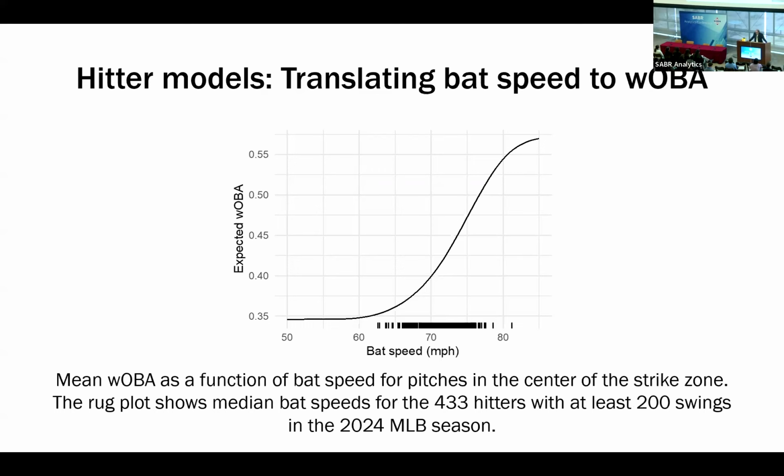Okay, the next step then is to translate bat speed to wOBA. I do this using league data, using data from the league as a whole because wOBA outcomes are extremely noisy. So what this is showing is the mean wOBA as a function of bat speed for pitches in the center of the strike zone. So that's why these wOBA values are so high. These are pitches middle. I am modeling, however, bat speed as an additive effect so that if we're looking at different locations, the shape of this curve doesn't actually change. Just the intercept would be the only thing that changes. Okay. I also added a rug plot showing the median bat speeds for the 433 hitters in this data set. I did that in order to kind of show the most important regions of this curve.